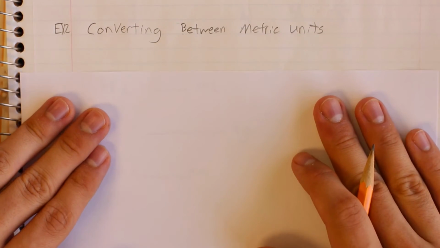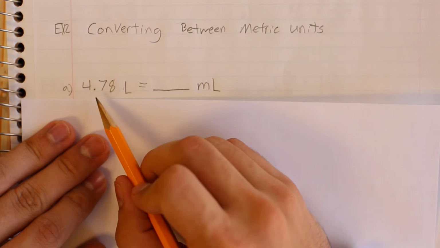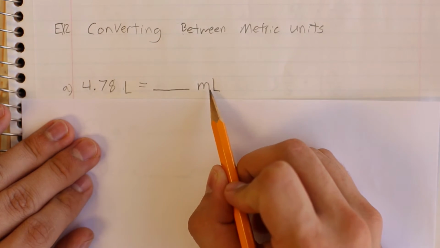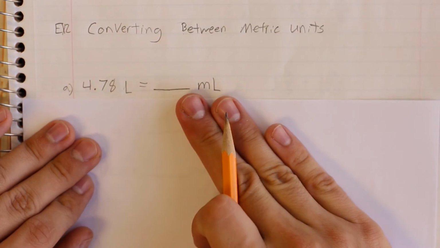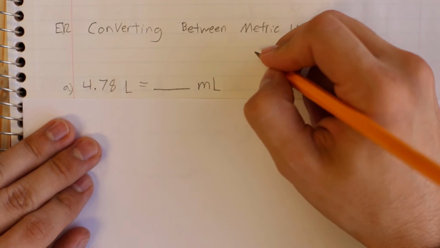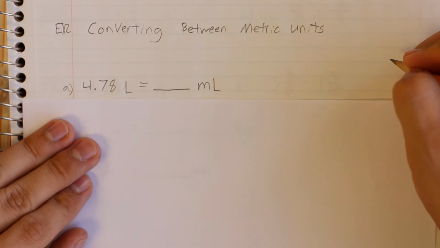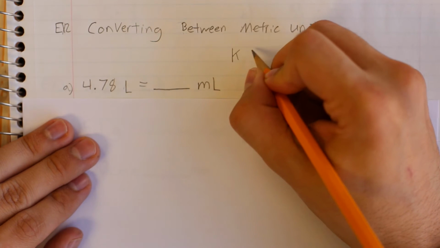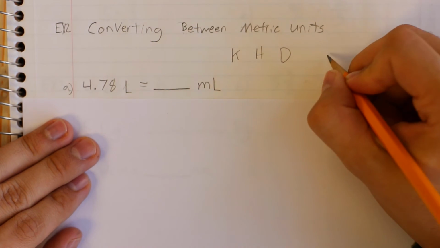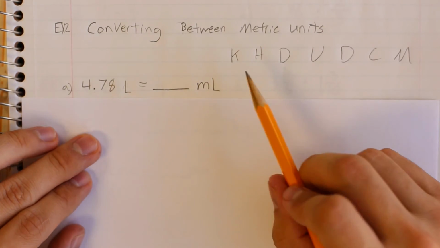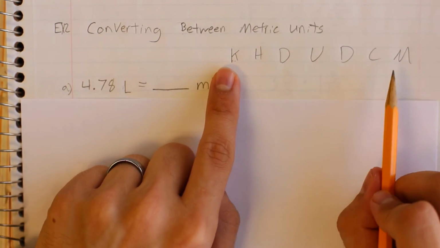All right, converting between metric units. That's the second thing we're going to have to do in this section. For instance, you're going to be given a problem like this where it says 4.78 liters is equal to blank milliliters. Now, in order to do this, you're going to have to copy something down that you learned back in elementary school, to see all the units in the metric system, they had this little saying: King Henry died unexpectedly drinking chocolate milk. There you go. That's all the way from your kilo to your milli, okay?